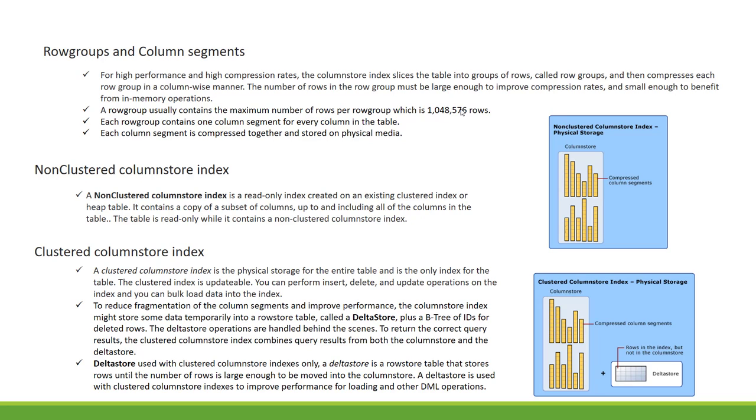So there are multiple column segments, and you can arrange them into vertical columns. So by default, at least one column segment should be available for each row group.